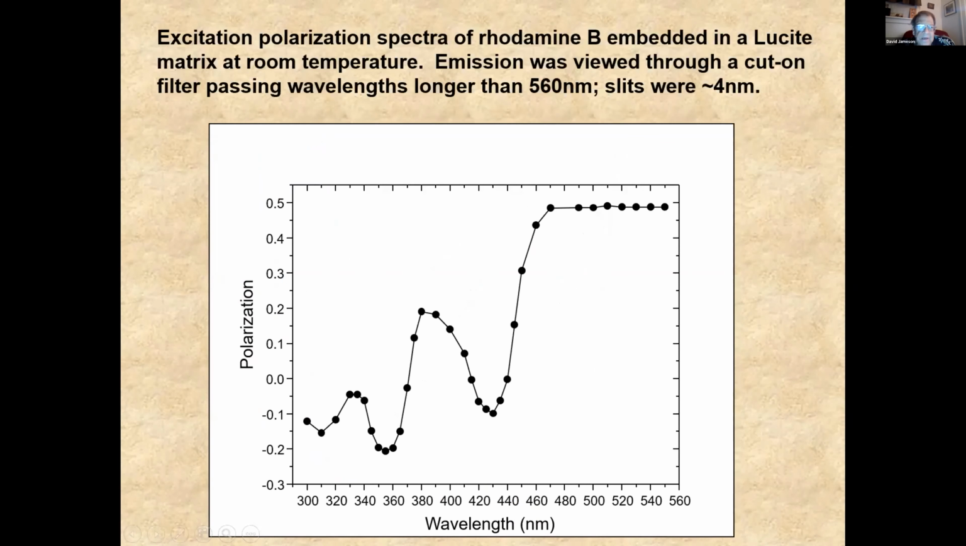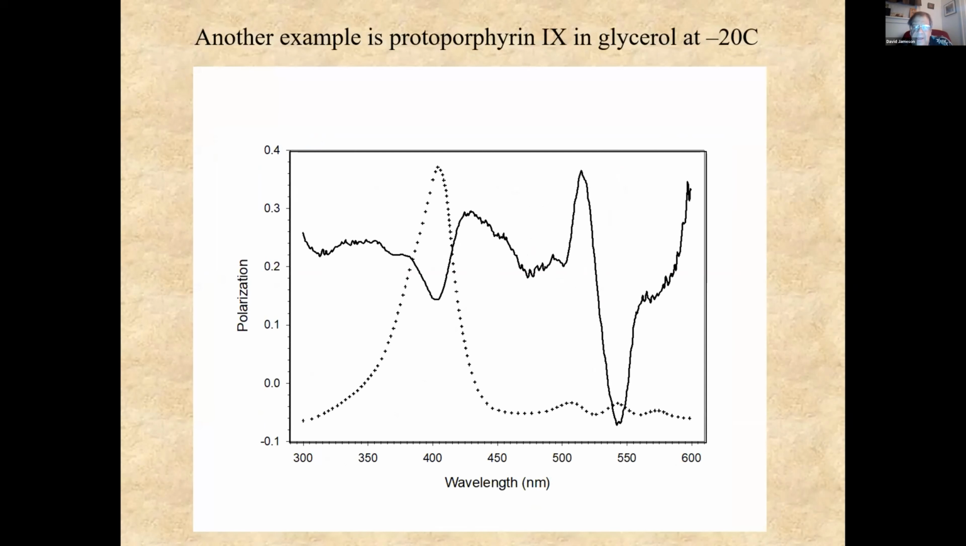Okay. Here's rhodamine in a lucite block, and we see with rhodamine, we go up very close to 0.5, the theoretical limit in solutions, and then we can change a lot when we change the wavelength. And here's an extreme case, protoporphyrin 9 in glycerol at -20, and we see we go all over the place.